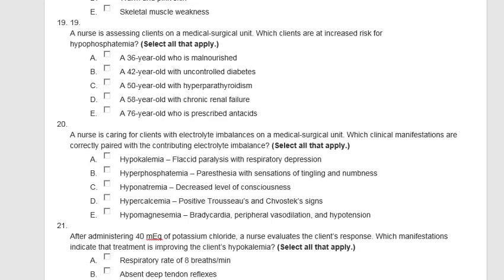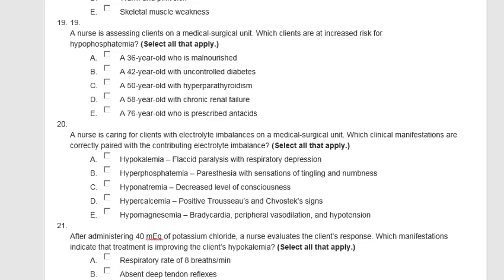Low phosphorus. Does it cause paresthesia with sensations of tingling and numbness? No. Hyponatremia. Decreased level of consciousness. Yes, remember we said sodium, neuro. Hypercalcemia. Positive Trousseau's and Chvostek's. Trousseau's and Chvostek's are a hyperexcitability, okay? Overexcitability. Those happen in a low calcium because remember the low calcium allows the sodium to come in. The sodium causes the overexcitability.